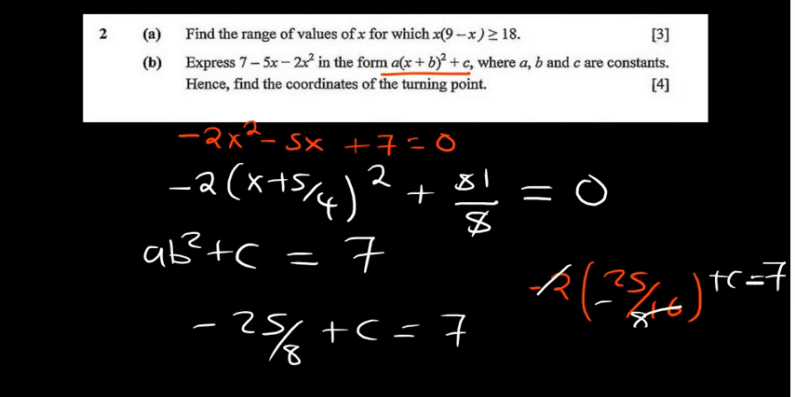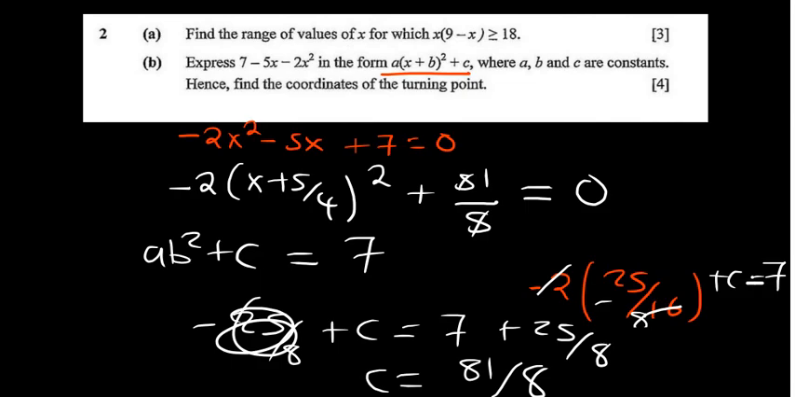You can have it go the other side, so I have plus 25 over 8. Now 25 over 8 plus 7. So your c just basically becomes 8 times 7 is 56. 56 plus 25 is 81, so you have 81 over 8. So you found all the values of a, b, and c. You can just now substitute. So your a is negative 2, your b is 5 over 4, and then your c is 81 over 8. So that's another way you can handle this question.